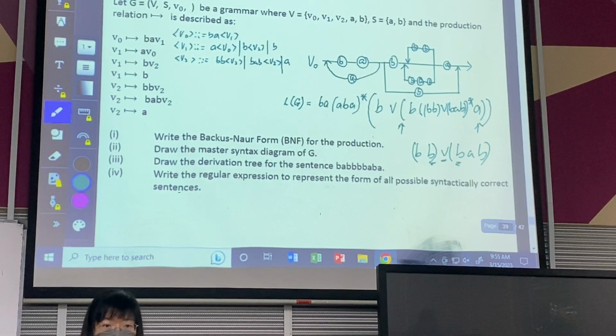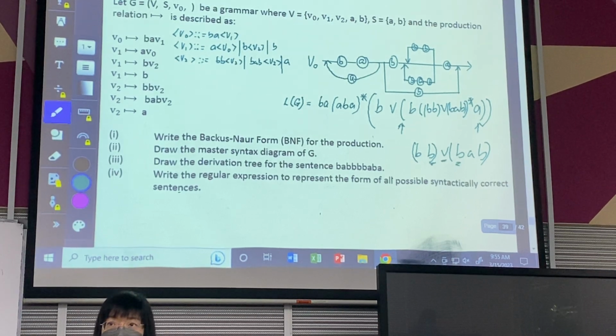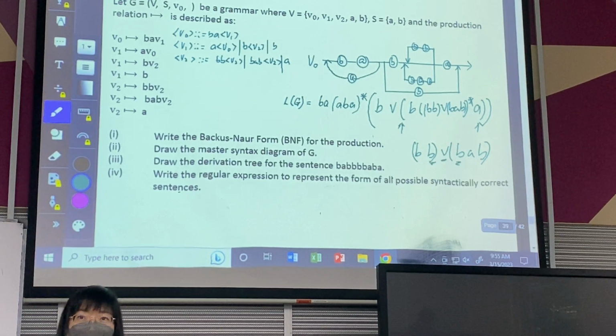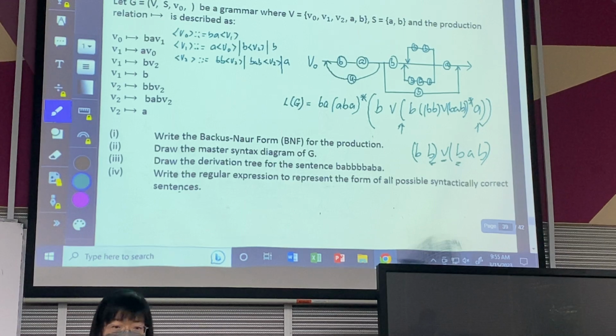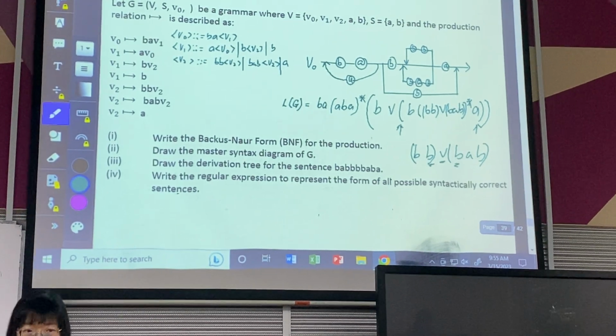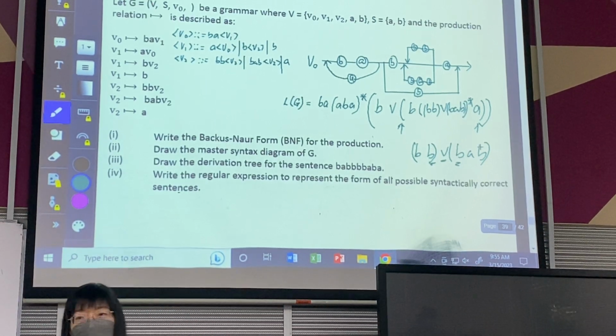Can you understand the LG? Is this what you write for your LG? Got 50% the same? Or exactly the same? Maybe you can have a different way to write also. Sometimes maybe you want to factor out the B, then the bracket you put in a different way.